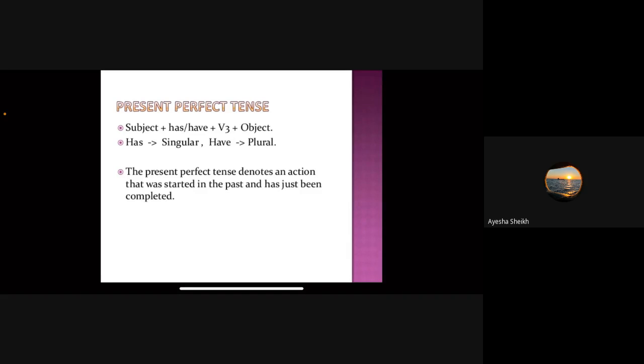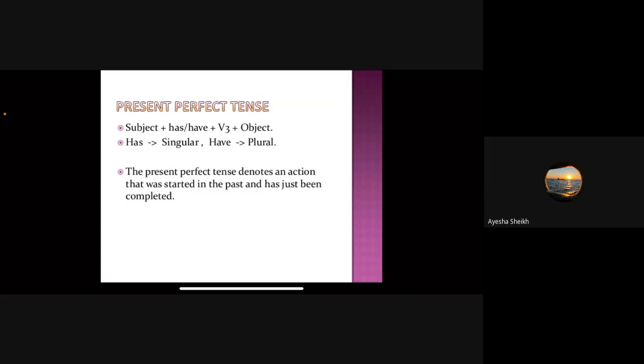It just got over. For example, at 8:45 the lecture gets over. So I'll say we have completed our lecture. Means suppose it is 8:46. Just a minute ago we completed the lecture. So we have completed our lecture. So have plus V3, that is third form of the verb, completed. We have completed our work. We have completed the lecture. We have done this. So that is the perfect tense, present perfect tense.